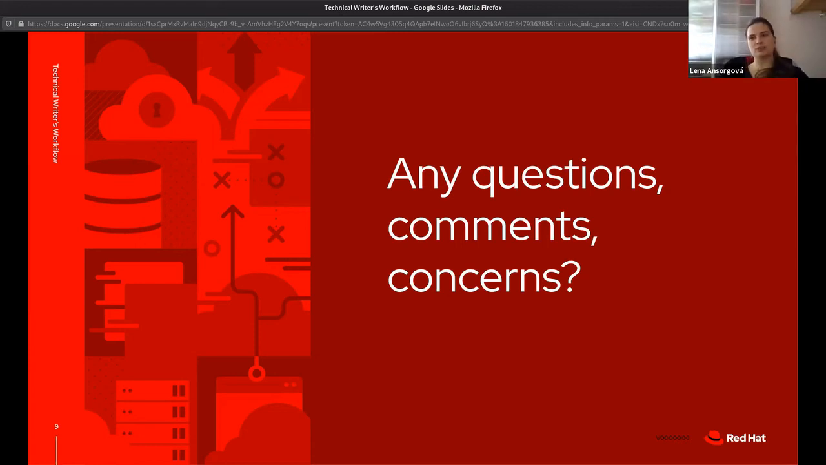I was surprised to see that QA review precedes the peer review, but we have clarified that QA tests the procedures, and peer review is, well, for proofreading, I would say. So that makes complete sense.